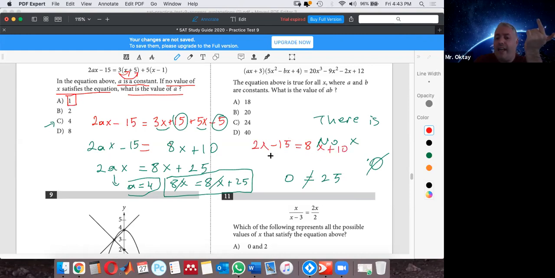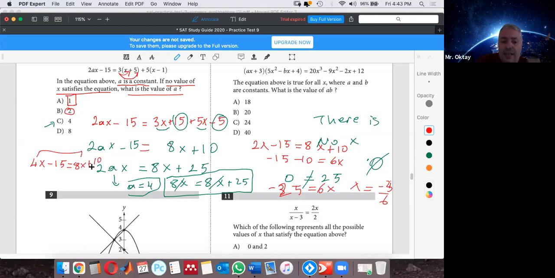So I can find x. Negative 15 minus 10 is equal to 6x. Negative 25 is 6x. So x is negative 25 over 6. Yes, there is x. Or if a is 2, 2 times 2 is 4, 4x minus 15 is equal to 8x plus 10. So then I can find x. When a is 8, 16x minus 15 is 8x plus 10. I can find x.